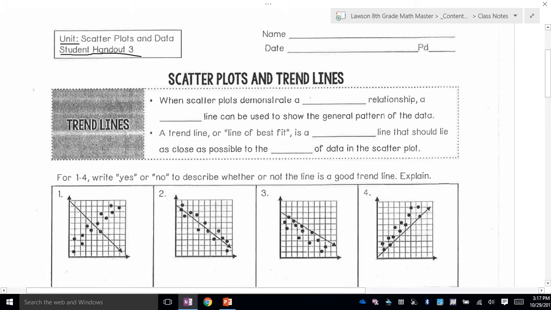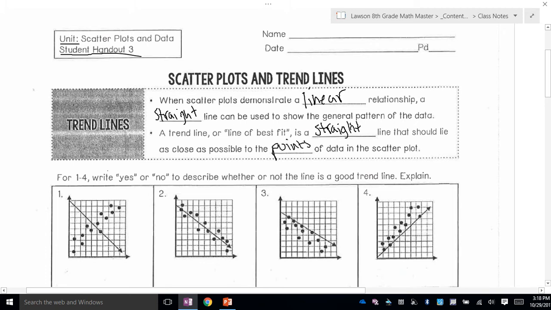Very good. So it's going to demonstrate a linear relationship. A straight line can be used to show the general pattern of the data. A trend line or line of best fit is a straight line that should lie as close as possible to the points of data on the scatter plot.